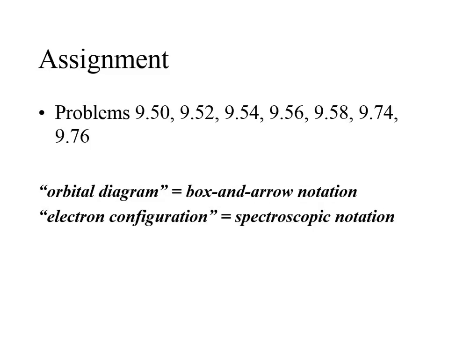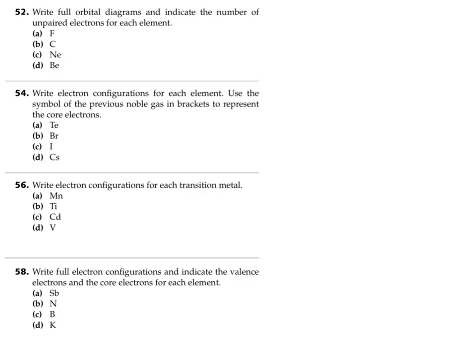And then we're going to talk about atomic size here. Yay. Okay, so these aren't too bad. These will be kind of similar to what you did. Write orbital diagrams. Now, orbital diagrams are box and arrow notation. So for the first one, box and arrow notation.